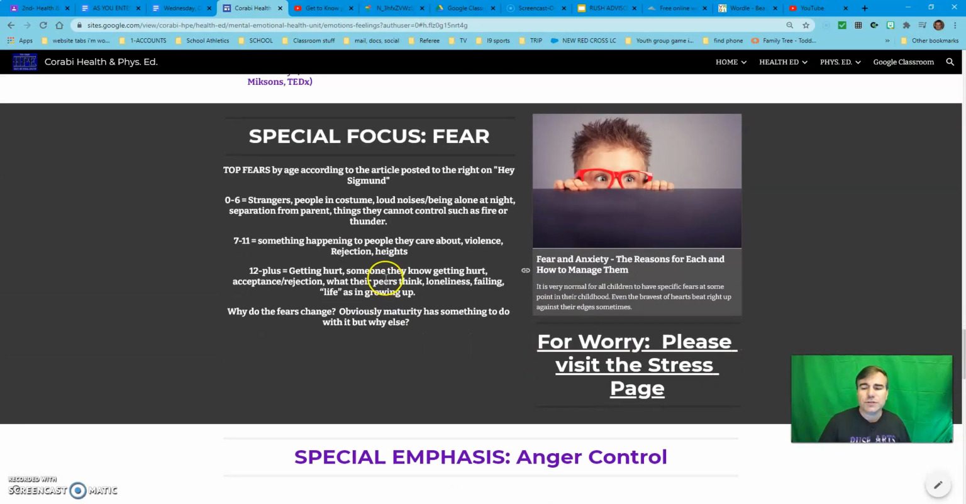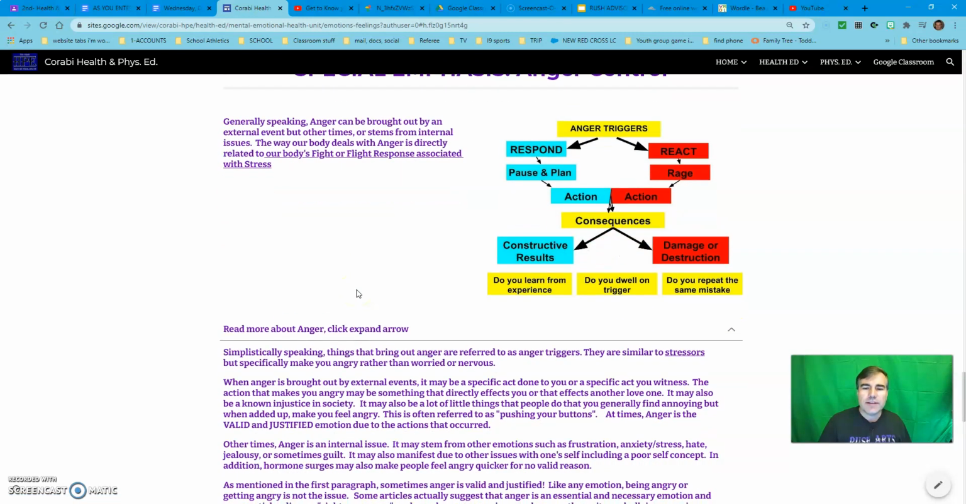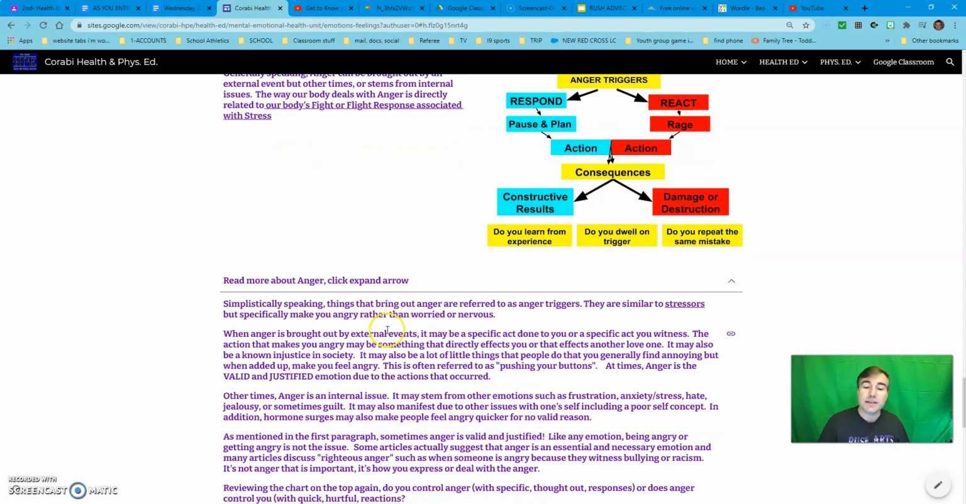Then there's a special focus on fear. Not too long, just a short little special focus on fear with an article to go along with it. And then everything that we talked about today with anger. So you can get this graphic, you can make it bigger and save it. You can go and talk about how anger also activates the fight or flight response, just like the stressors do. And we'll talk about the stressors next week in class.